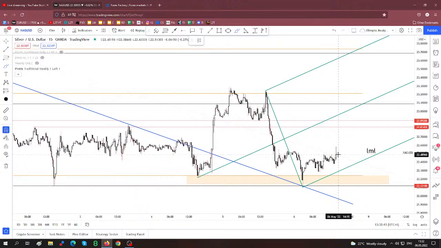Where are the signals for today? Do you already have an entry for silver? No, I don't have an entry for silver right now. And Hamoud, Shamil, where are the signals for today?